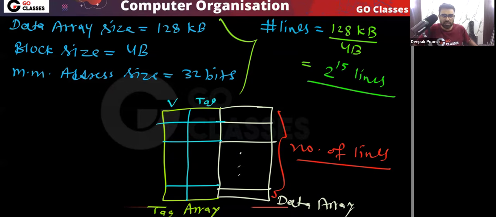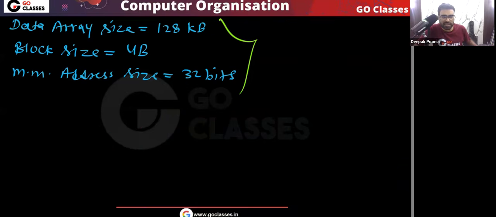If you have these many lines, it means these many tags are stored and these many valid bits are stored, because associated with every line there is a tag stored and a valid bit stored. So in total we have 2 power 15 valid bits. So I can say 2 power 15 entries are there. Very simple point. Now what we need to calculate is the tag size. So let's find out the tag size.